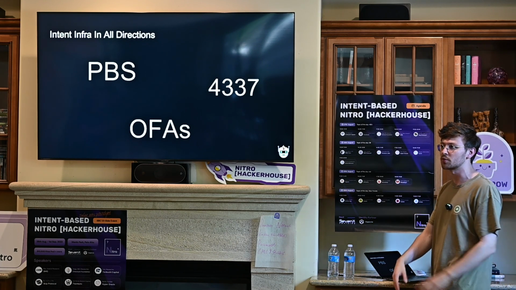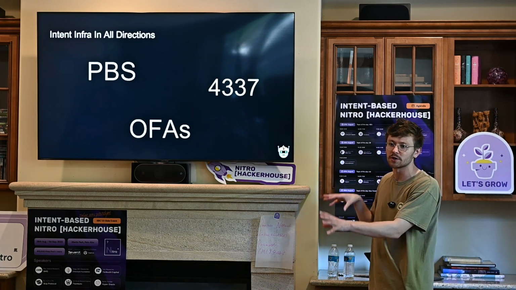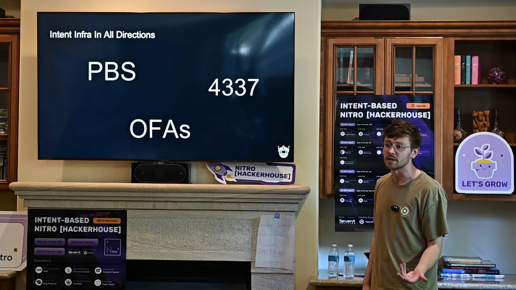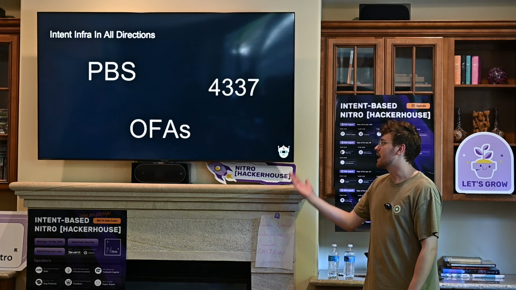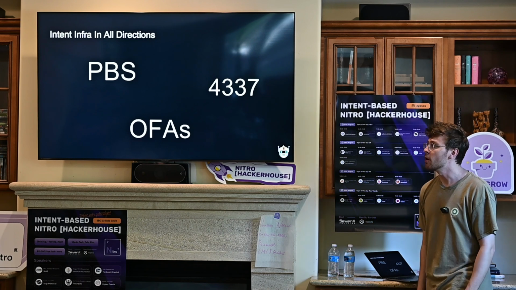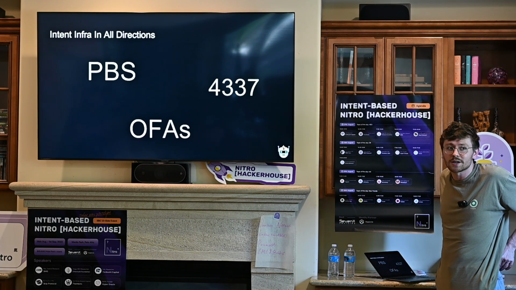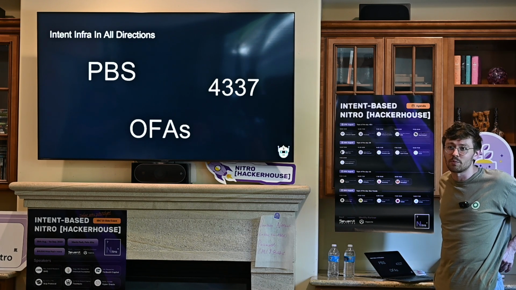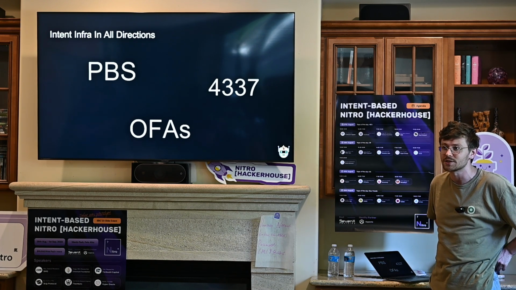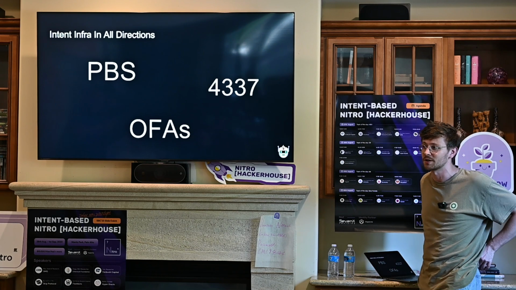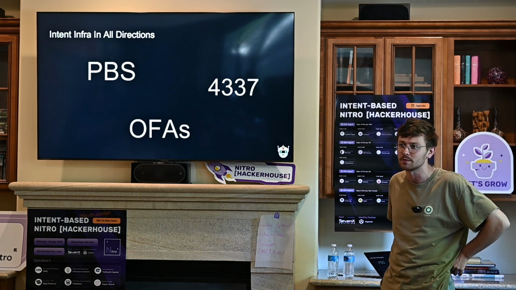4337 is also approaching, probably the earlier part, maybe intent propagation. And then OFAs as well. All OFAs right now take regular transactions. I think if someone just made a partial transaction OFA, similar to MEV share, like literally just fork MEV share, I think that would be a super cool thing that people might use.